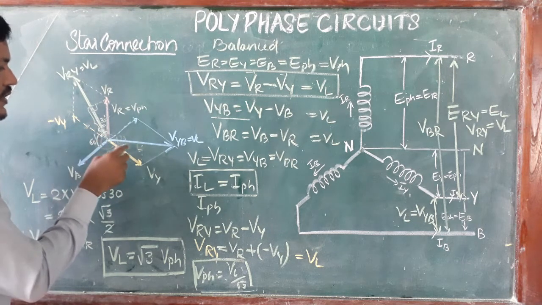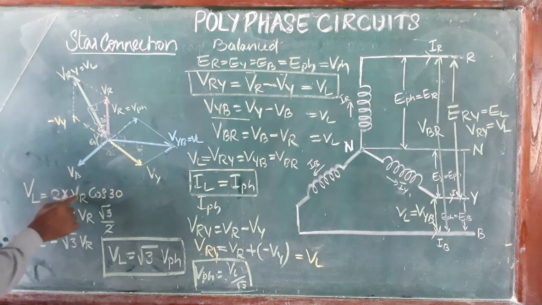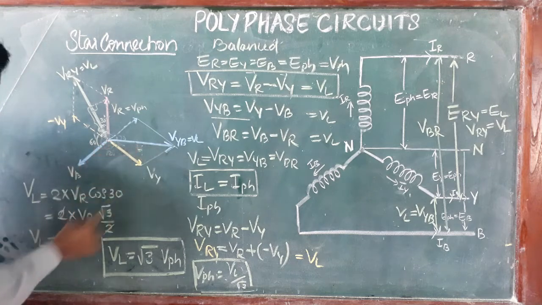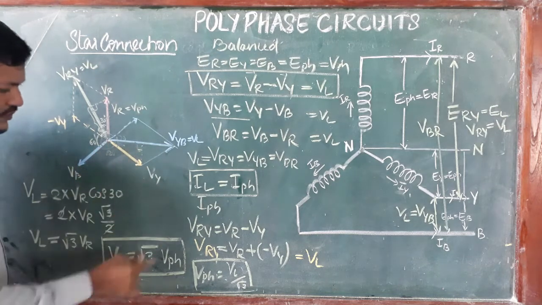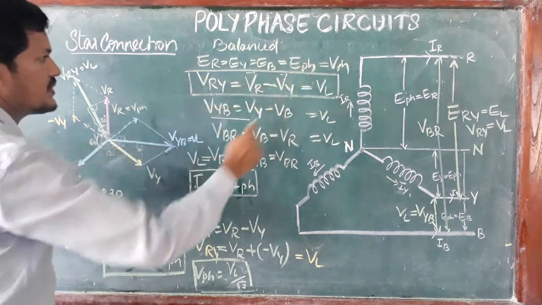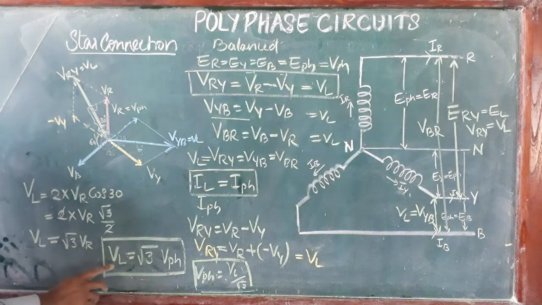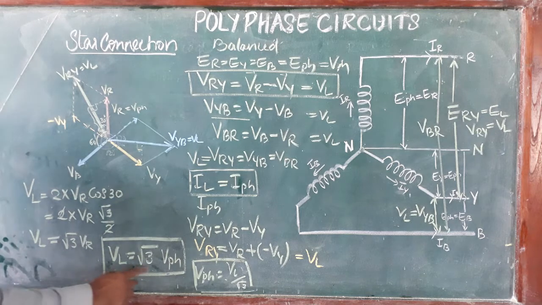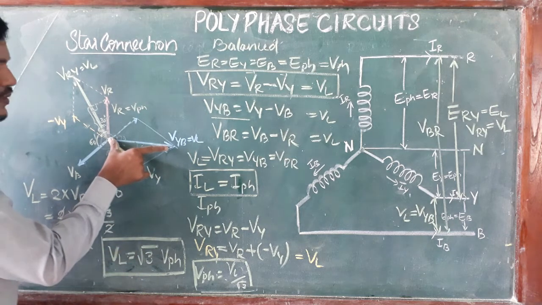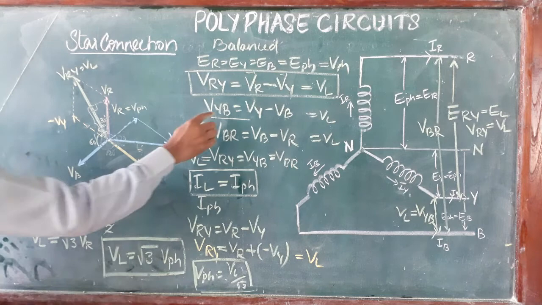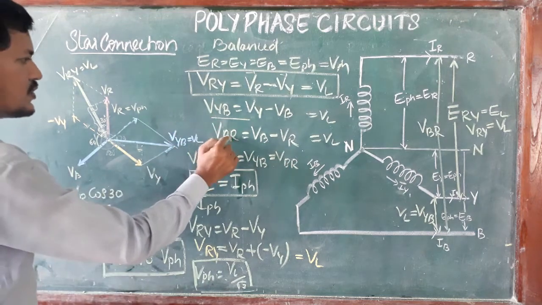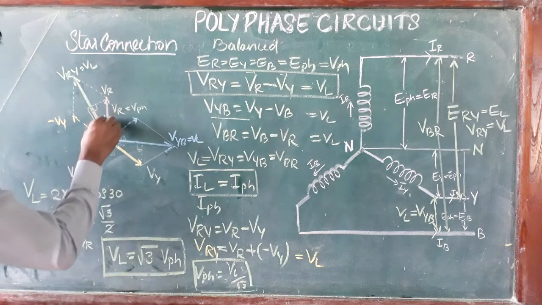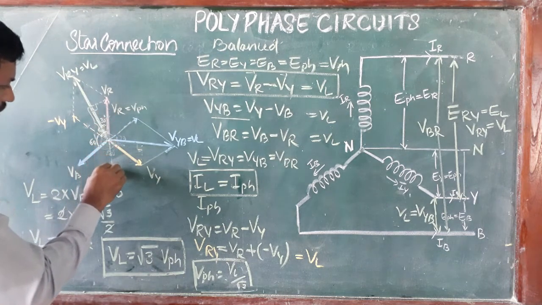Similar to the previous one, we multiply by 2, and instead of VR, VY into cos 30, we will get root 3 into VY. VY equal to V phase, everything is the same. So VL equal to root 3 times V phase, and we will get VYB also the same. Similarly, for BR, R should be negative, minus VR, so just extend the R value here, minus R.